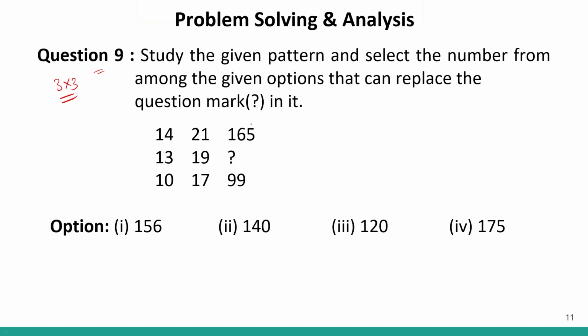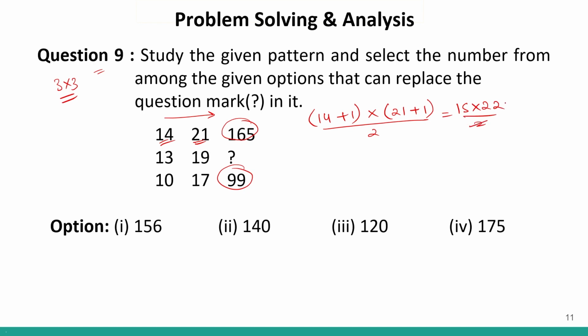If I look over here, this number is significantly bigger than these numbers. So probably the operations are being done on 14 and 21 to get 165. Now, if I add 14 and 1 and multiply it by 21 plus 1 and then divide it by 2, how much will I get? So this will be 15 into 22 by 2. This will be 11. And 15 into 11 is 165.